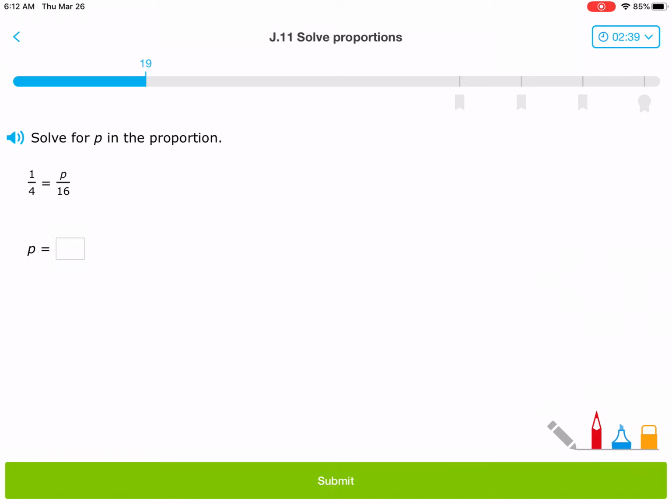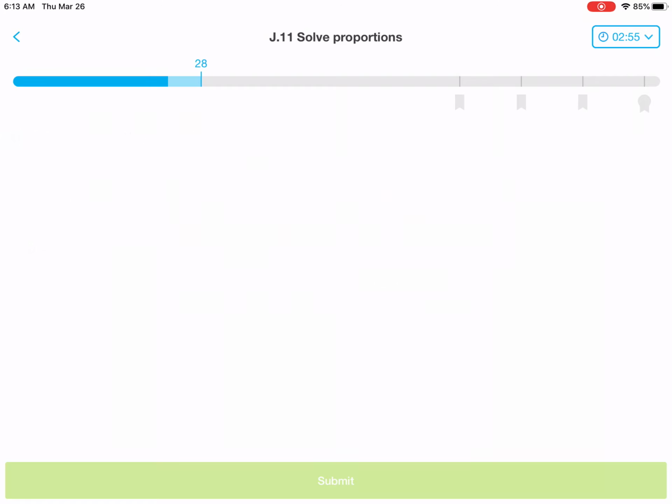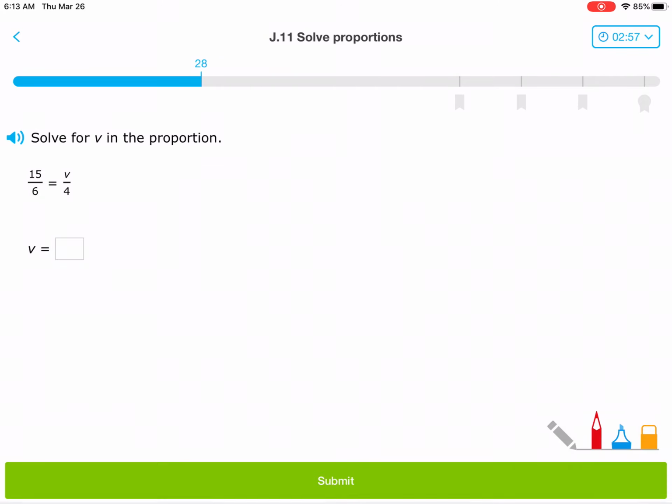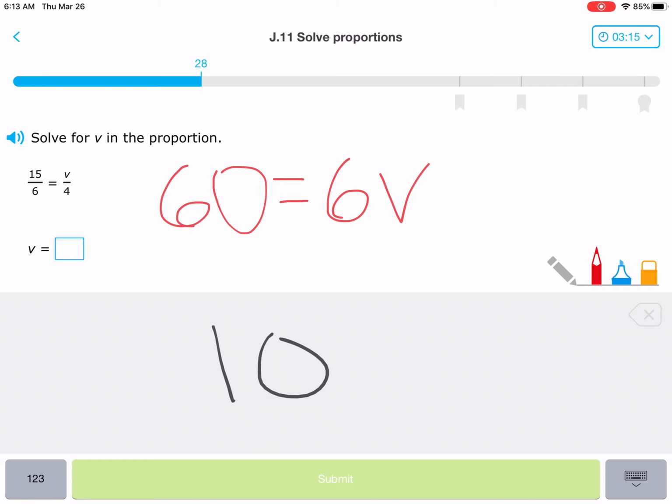Oh, this one looks pretty easy. 1 times 16 is 16, and that would be equal to 4 times p. So what's everyone saying? 16 divided by 4 is 4. So they don't really get too much harder than this. 15 times 4 is 60. So 60 equals 6v. So 60 divided by 6 is 10.